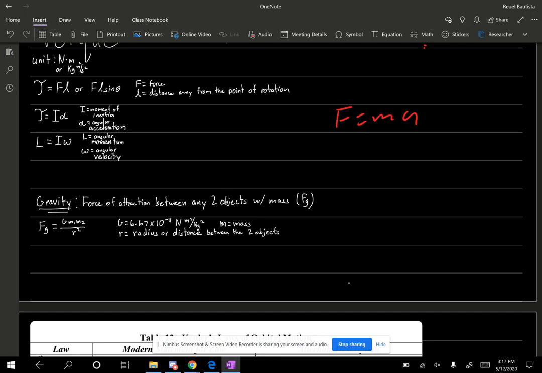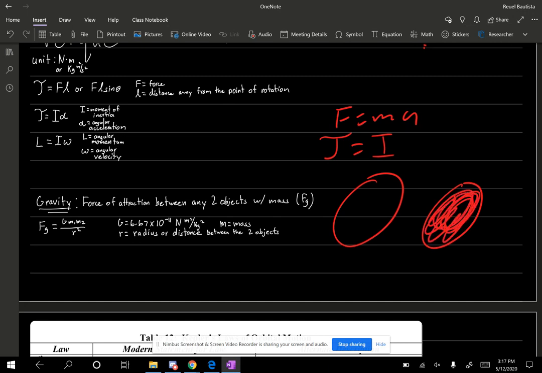Force is the same as torque in this case, and mass is the equivalent of the moment of inertia. Again, the moment of inertia of an object is dictated by the shape of the object and its mass. If you look back at the figure skater problem, the figure skater changes their moment of inertia when they change their shape, when they put their bodies closer together. And the moment of inertia of a hollow object and a full object is going to be different, so the moment of inertia is dependent on the shape and the mass of the object.